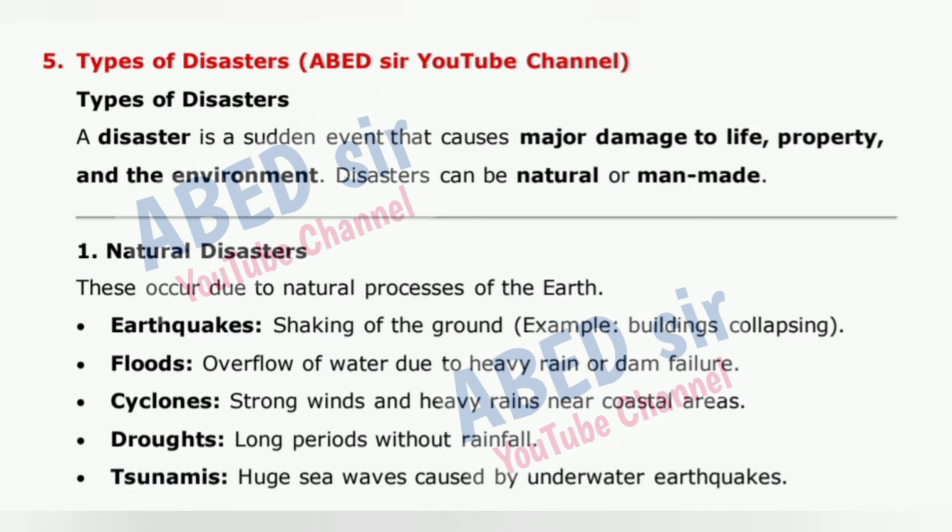1. Natural disasters. These occur due to natural processes of the earth. Earthquakes, shaking of the ground, example, buildings collapsing. Floods, overflow of water due to heavy rain or dam failure. Cyclones, strong winds and heavy rains near coastal areas. Droughts, long periods without rainfall. Tsunamis, huge sea waves caused by underwater earthquakes.